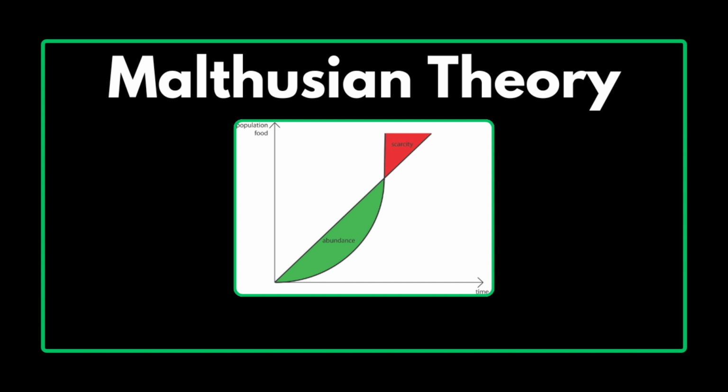Although many economists today believe that human ingenuity and technological progress can overcome resource shortages, the Malthusian theory serves as a cautionary reminder of the potential risks of unchecked population growth in a world with limited resources.